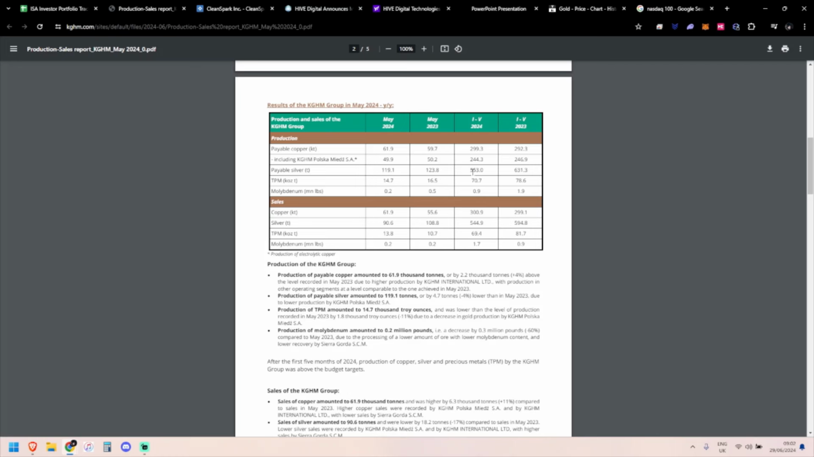We're looking at 50 million ounces as my target. I tend to look at it in ounces. They're the second biggest behind Fresnillo.